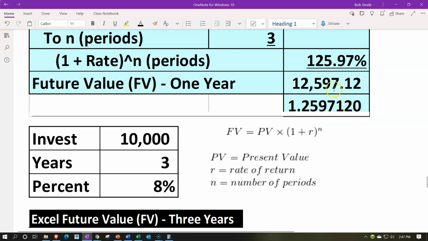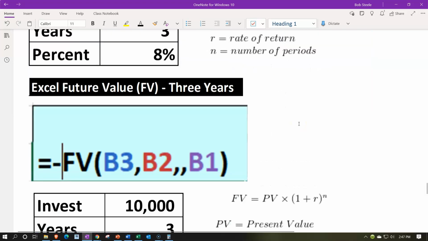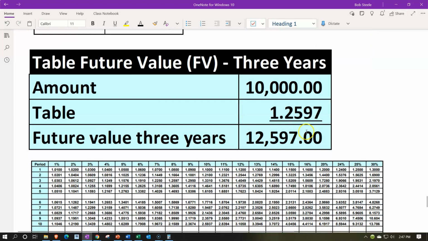1.259712. So notice the table's going to round it down to how many decimals? 4 decimals. So there could be a rounding difference. So same thing here, we've got the interest rate. Make sure you're lining up the interest rate with the periods. So the periods happen to be years. These rates then will be the rate per period, in this case years. So we've got the 8, and then here's the amount for 3 years. That's the 1.2597. 10,000 times that 1.2597 gives us our 12,597.